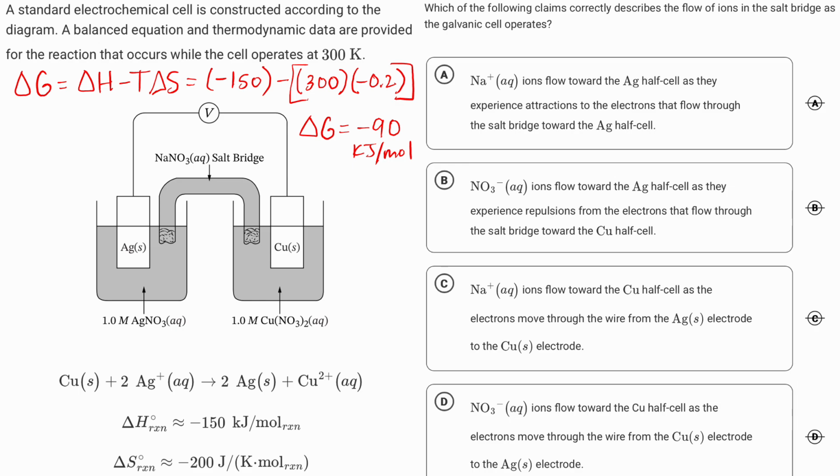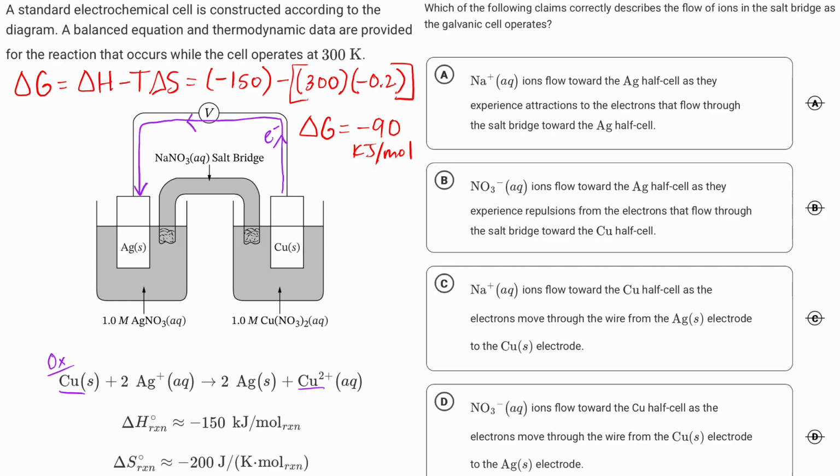So the question says, which of the following claims correctly describes the flow of ions in the salt bridge as the galvanic cell operates? So let's look at the galvanic cell or the voltaic cell and look at what's happening. From the reaction, I can see copper is going from solid copper to ions, which means copper is losing electrons, which means copper is being oxidized. So the electron flow is going to be from copper to silver, because copper is losing electrons and then silver will be gaining them.